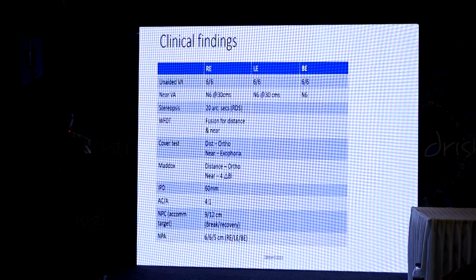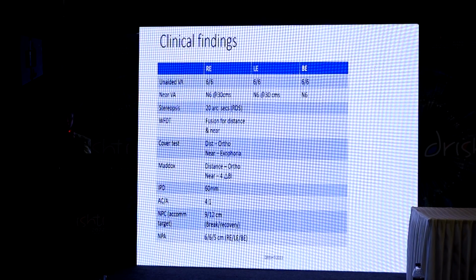So if you see, the vision is 6/6 N6, stereopsis is good at 20 arc seconds. Randot test, fusion good for distance and near. Cover test, the child is orthophoric for distance but showing exophoria of 4 prisms base in. IPD is 60 mm. Based on that, the AC/A ratio was found to be 4:1, which is again normal.